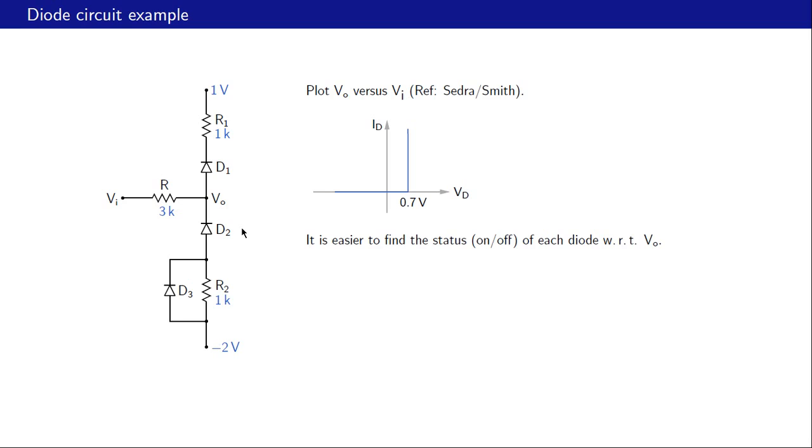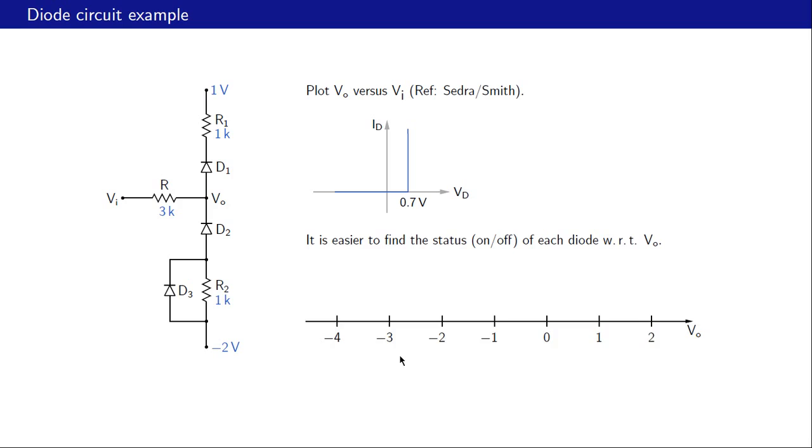And what do we mean by that? If VO is known, then this voltage difference is known, and therefore we can figure out whether D1 is conducting or not conducting. And similarly, this voltage difference is known, and then we can figure out whether D2 is on, D3 is on, or D2 is off, D3 is off, or just one of them is on. So if we start our analysis with respect to VO, then we find that it is much easier.